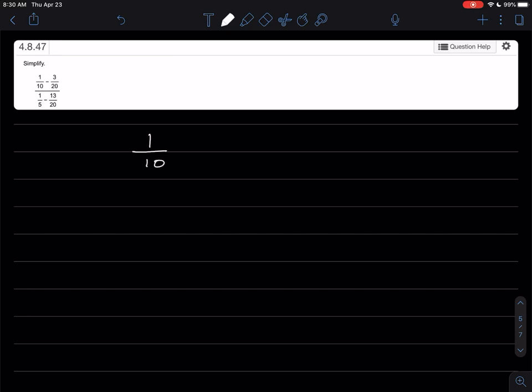So we start off 1 over 10 minus 3 over 20. We're going to divide that by 1 over 5 minus 13 over 20. Okay, common denominator, 10, 5, and 20. Common denominator is going to be 20.